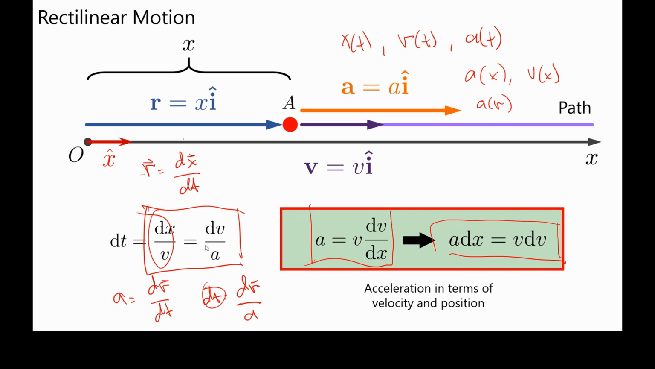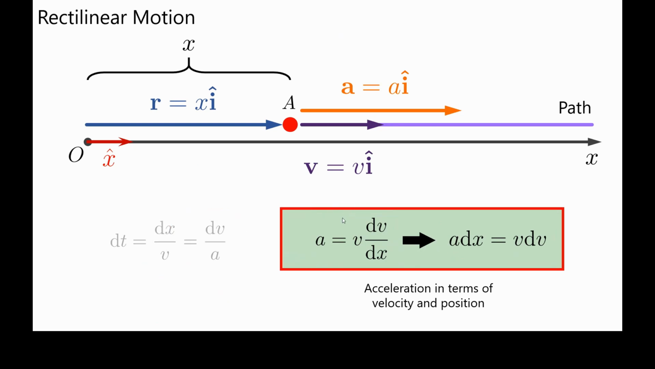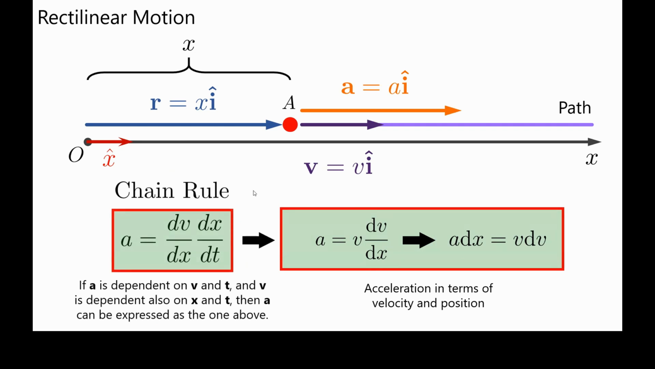Okay, itong dt na to, pero meron tong formal definition in mathematics. It's more on what they call the chain rule. Okay. So what is chain rule? In your calculus, your chain rule tells you about this. If a is dependent on v and t, remember that your acceleration is a function of time, and also you are getting the derivative of your velocity. Therefore, a is dependent on the velocity and the time.